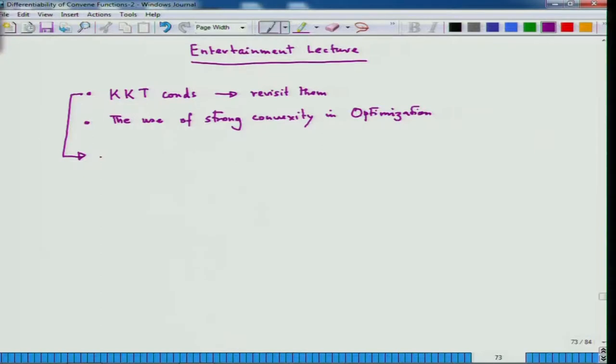This was due to a work of John B. Lasserre, which was published in the journal called Optimization Letters, in the January issue of 2010. This goes under the title Representations of the Feasible Region in Convex Optimization.